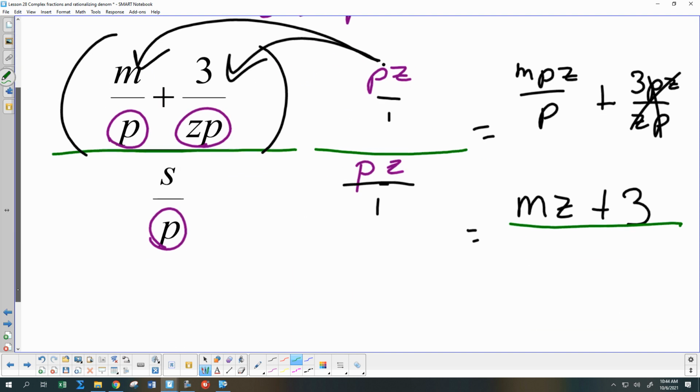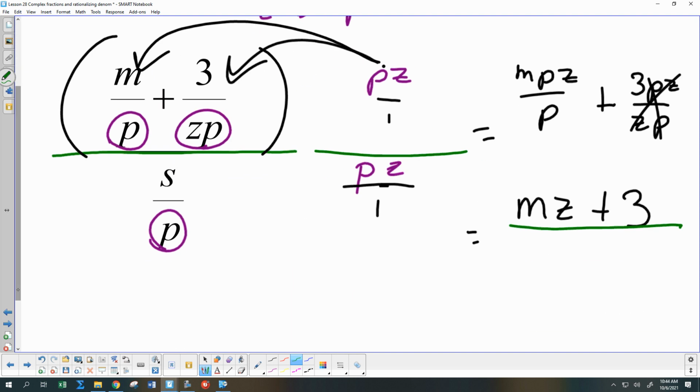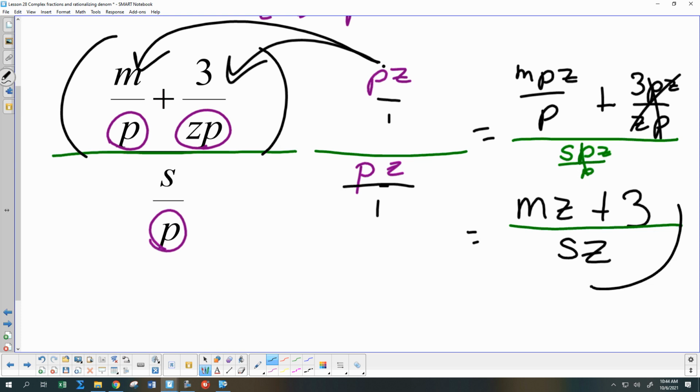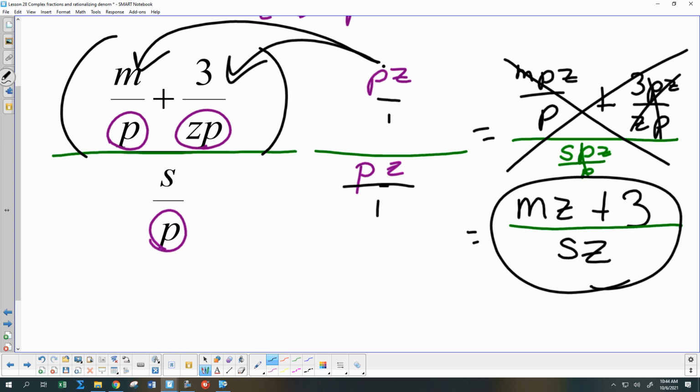Then the denominator doesn't have a plus or minus sign in there, so I could write if I wanted to that I have S times P times Z over P, and the P's cancel. But it's pretty easy to say if I'm multiplying straight across, the P's cancel, and I still have the S, and I still have the Z, and here's my final answer. So I wouldn't really write that. And that's where we start getting faster and saving time with it.